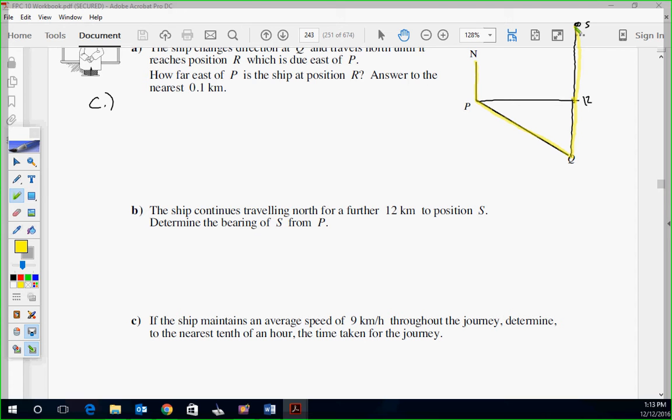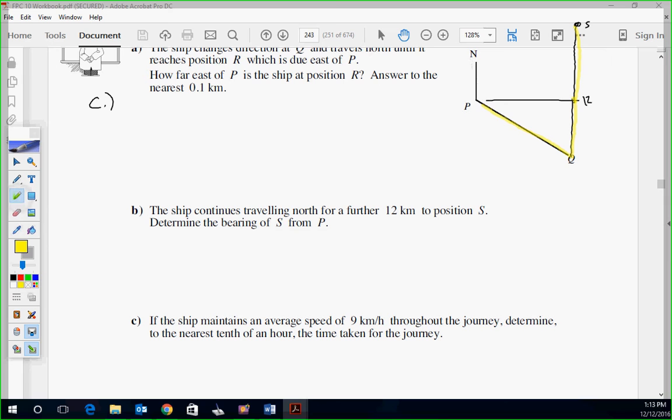It says if the ship maintains an average speed of 9 kilometers an hour throughout the journey, determine to the nearest tenth of an hour the time taken for the journey. And N was part of the journey. No, it wasn't. It's just P to Q. In the very beginning, it says that that's the position that he starts from. The ship travels 6 kilometers from port P. The N is just north. So P is your port where you're starting. So Luke's right, so I can erase this here.